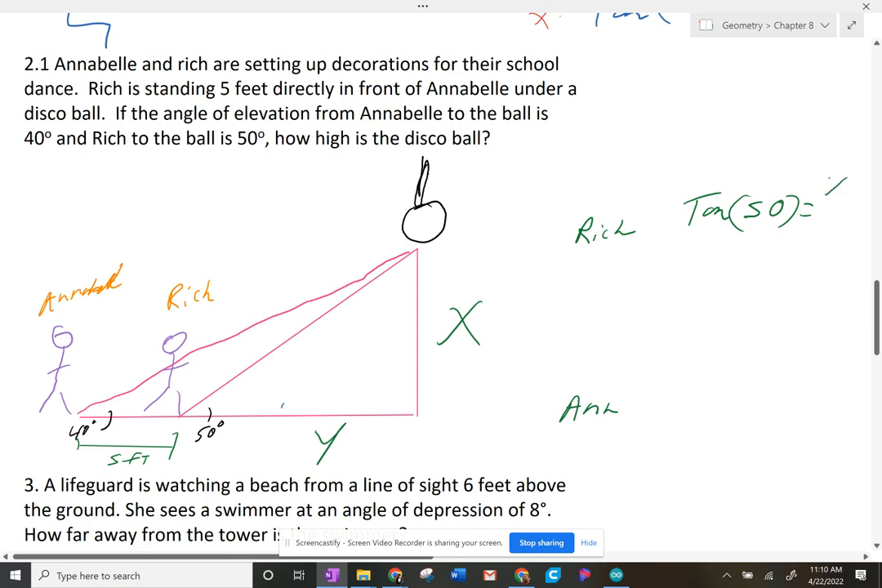Yep, tangent equals opposite over adjacent, so it equals x over y. Again, I know there's two variables there, but it is set up that way because it's opposite over the adjacent. So that's how far it is for Rich.